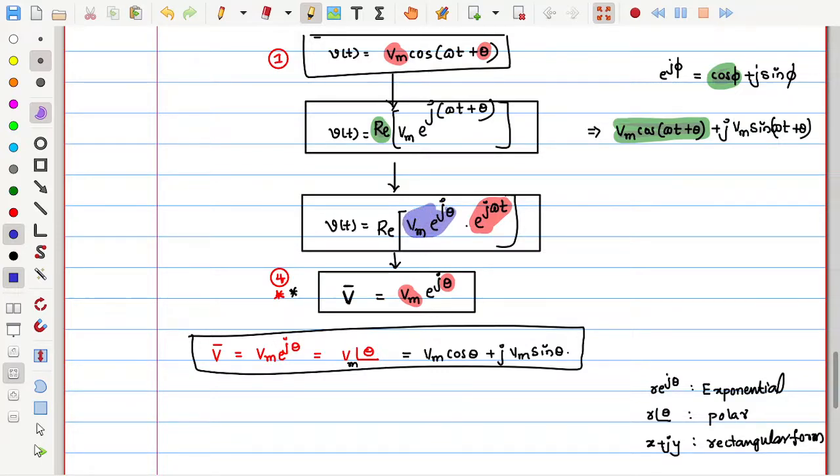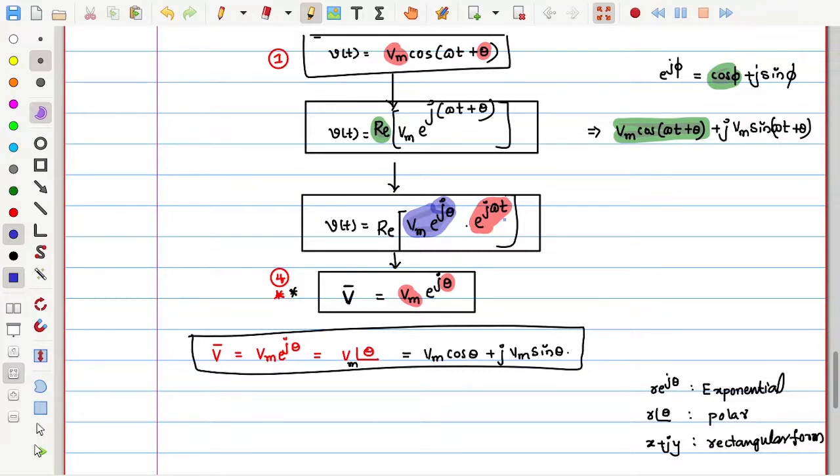Vm e power j theta portion. I am not considering the rest of the portion. There is a reason, so we will understand as we move forward. Why are we using only Vm e power j theta? Why not e power j omega t also? That we will see and understand slowly.